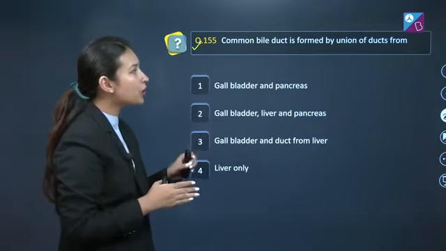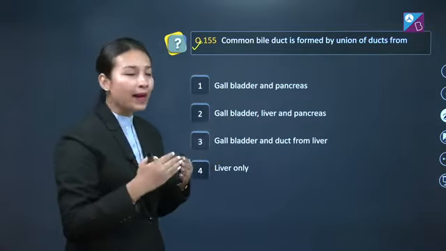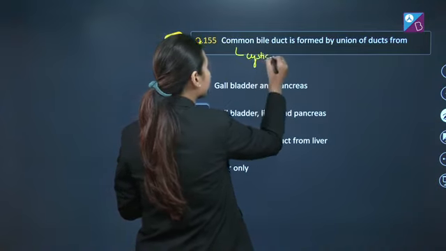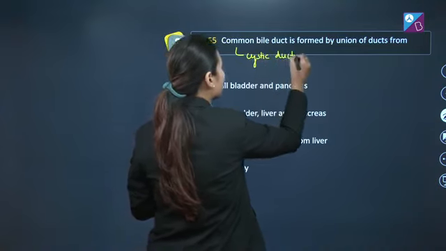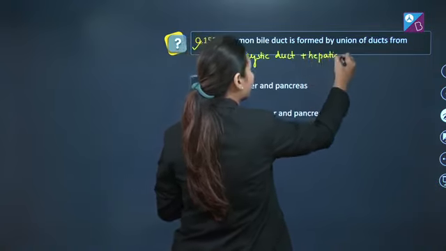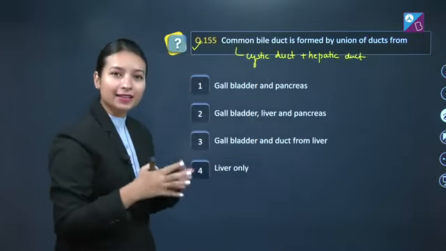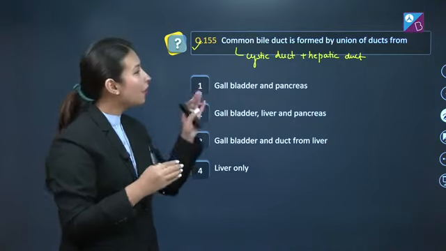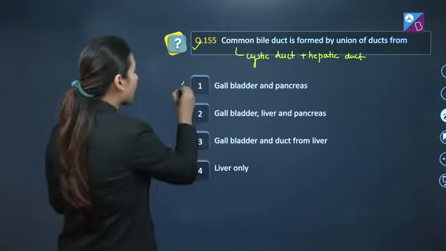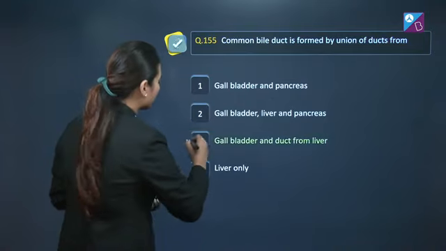Now let's move on to the next question, question number 155, which states: common bile duct is formed by union of ducts from. So students, common bile duct is formed by the union of cystic duct and hepatic duct. Now students, cystic duct क्या है? Cystic duct is the duct from gallbladder, while hepatic duct is duct from liver. So that's why option number 1, 2 and 4 are incorrect and our correct answer here is option number 3.